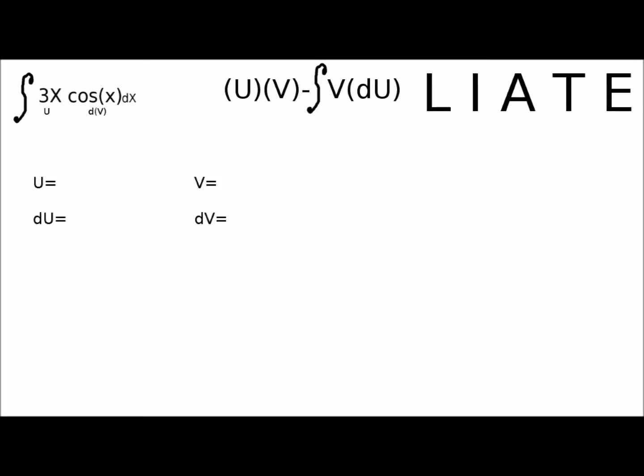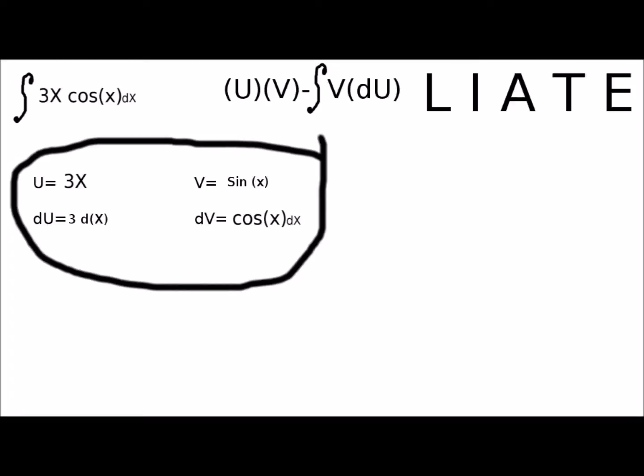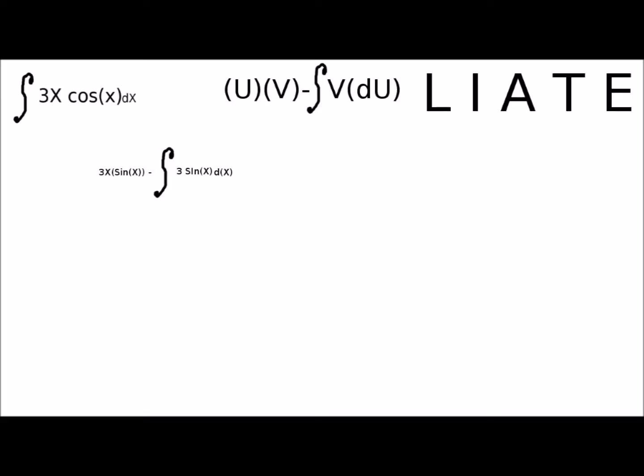Whatever comes first is your u, and second becomes dv. 3x would be our u, and cosine dx would be our dv, because of the dx. Now we'll fill in the box. Now we'll plug and play. We'll end up with 3x sine of x minus this integral of 3 sine of x dx.